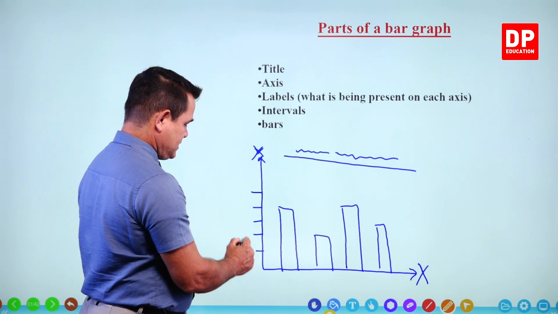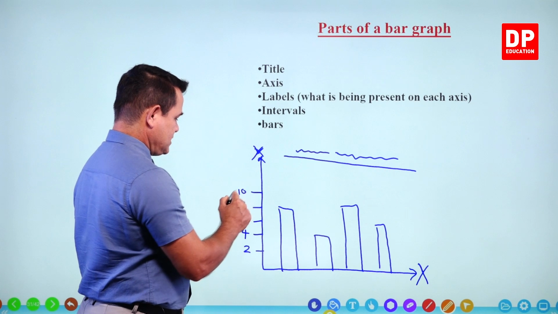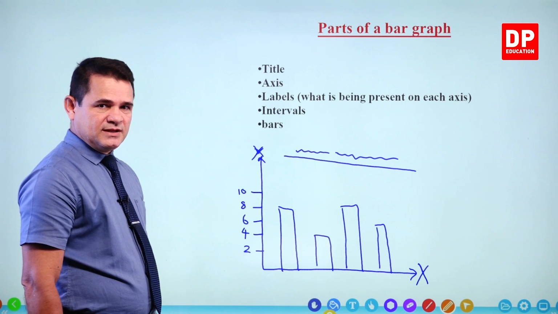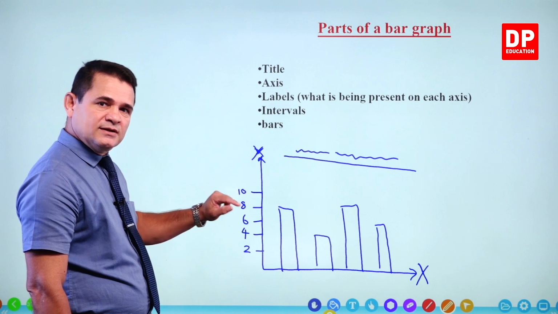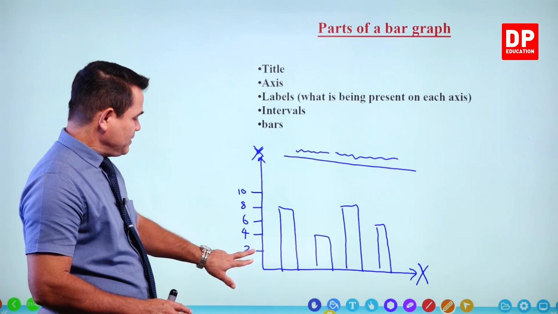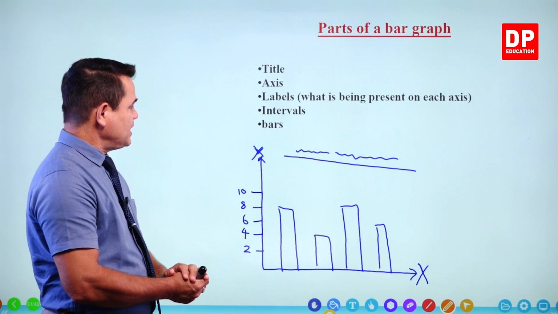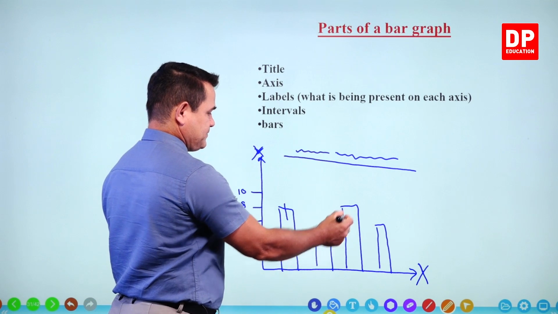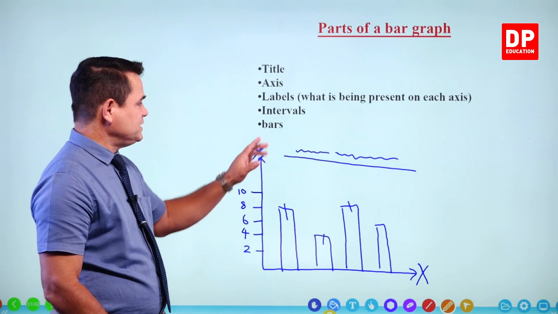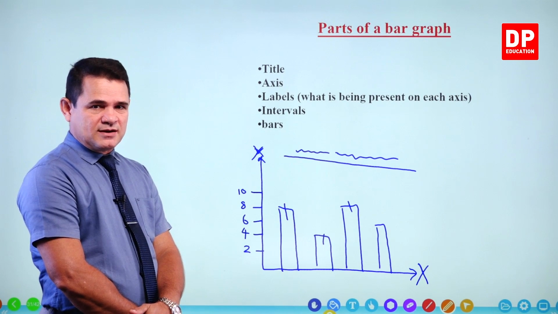මේක සමහරට 2 4 6 8 10 මේ විදිහට එන්න පුළුවන්. එහෙම නැත්නම් 5 10 15. So it can be like that. So මේක 2, 5, 10, that depends on. And also bars. මෙන්න මේවට කියනවා අපි bars කියලා. So likewise, these are the things that you can see in a bar graph.